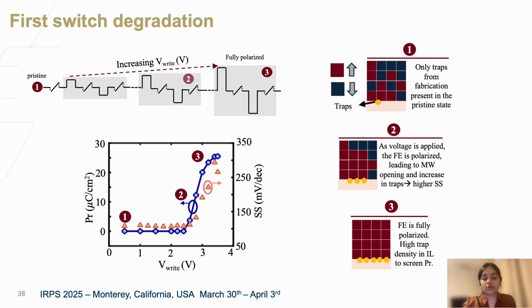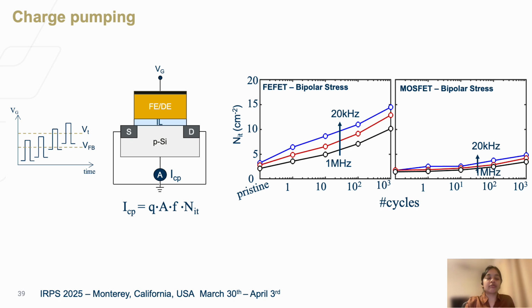Now to go deeper into what's happening during the cycling, we performed some charge pumping measurements on both the FeFET and the MOSFET device under bipolar stress conditions. So we did this in efforts to try and understand what's happening during the cycling degradation. So how does charge pumping work?